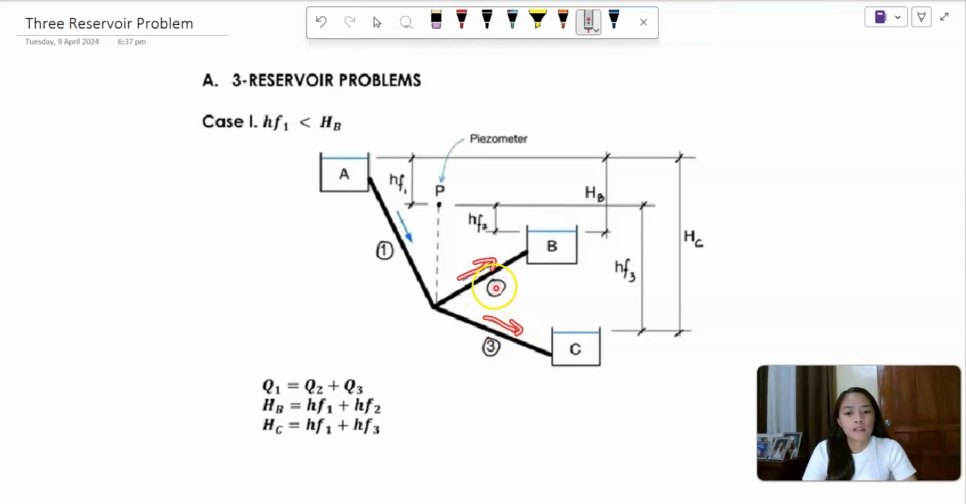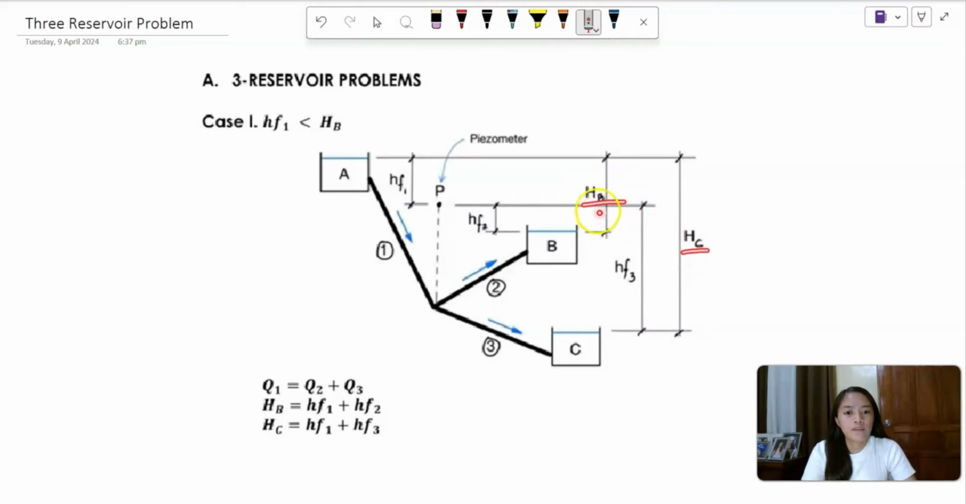So if the movement in pipe 2 is towards B, the piezometer reading here is higher than the elevation at B. Therefore, the head loss in pipe 1 is less than the head at B. Then we have here the head at B and the head at C.